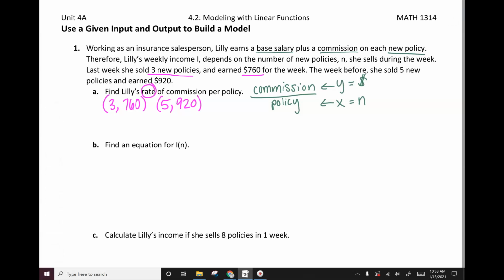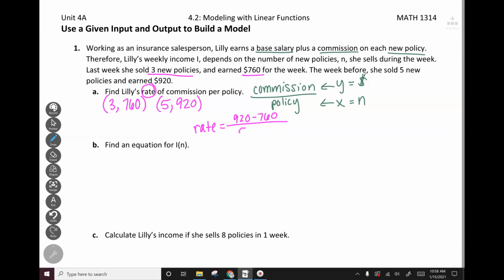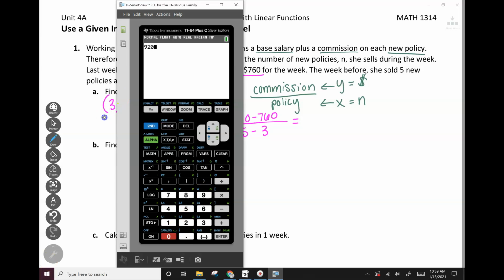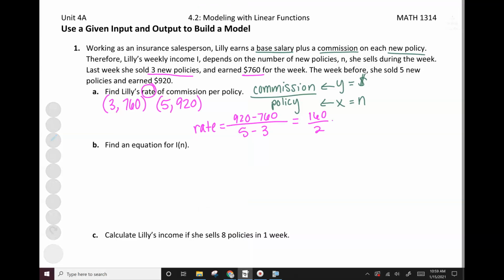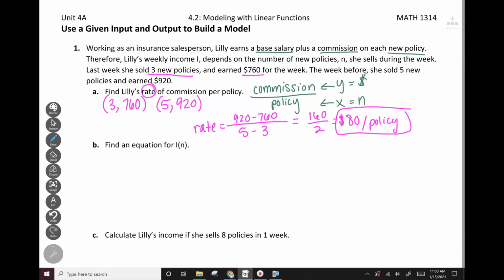So we're going to plug those 2 points into the slope formula. We're going to do y2 minus y1, so 920 minus 760 over 5 minus 3. So you get 160 over 2, which comes out to 80. So she's going to get $80 per policy. $80 per policy is the rate there, and that is your slope for this one.